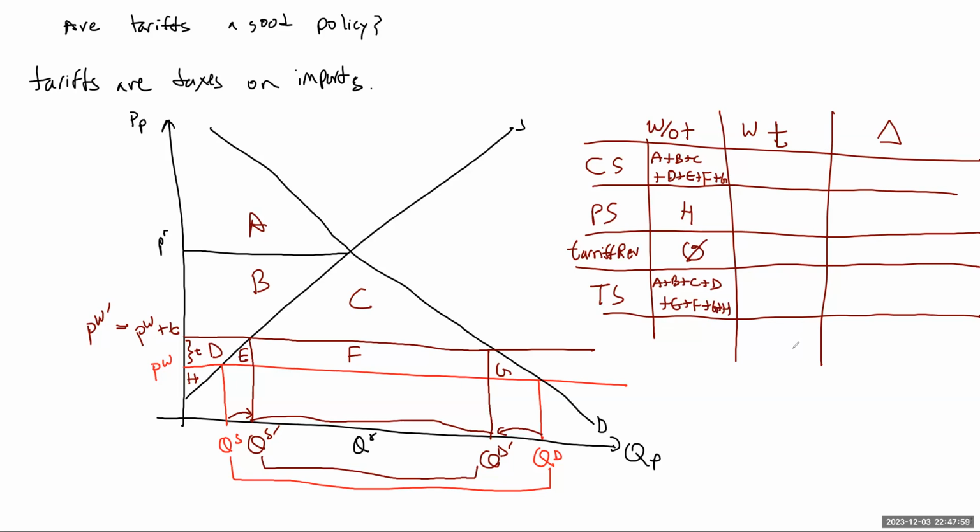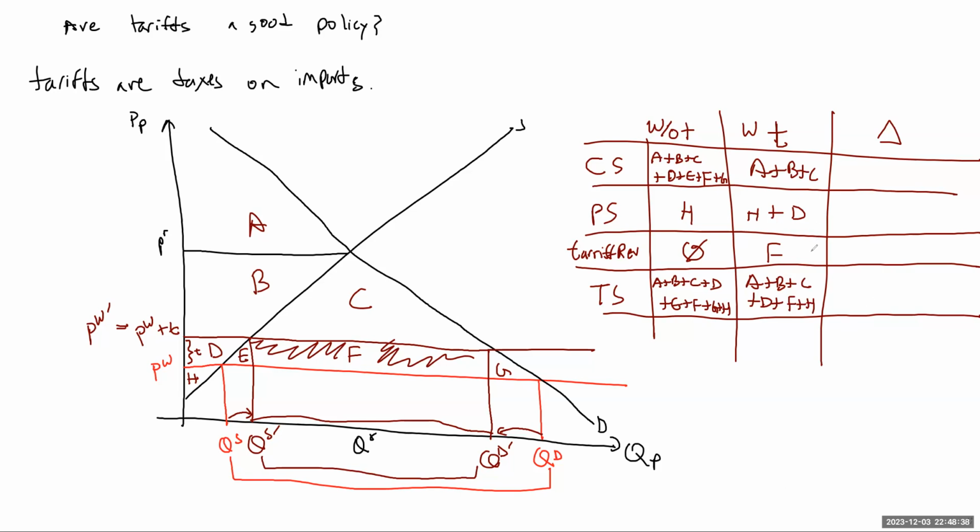With tariffs, consumer surplus becomes A, B, and C. This is the demand curve, and PW prime is the new price. So it's that triangle. Producer surplus is H plus D. Tariff revenue, again, is this area here, which is F. And total surplus is A plus B plus C plus D plus F plus H.